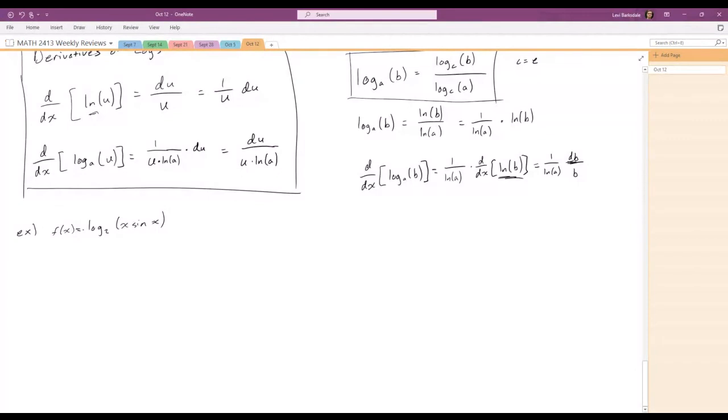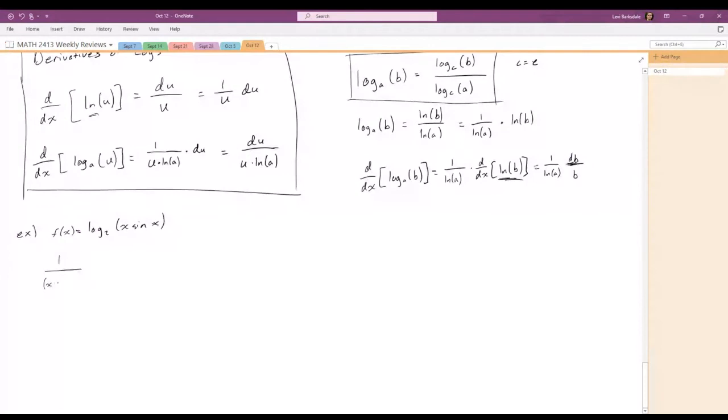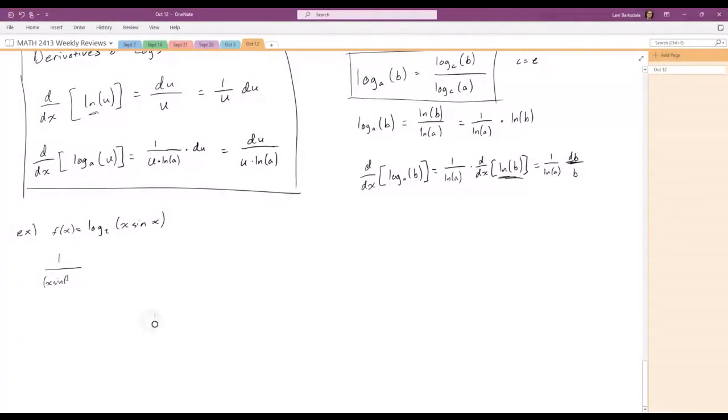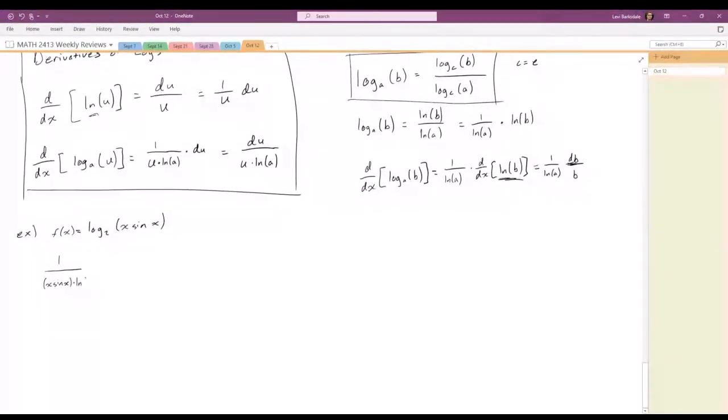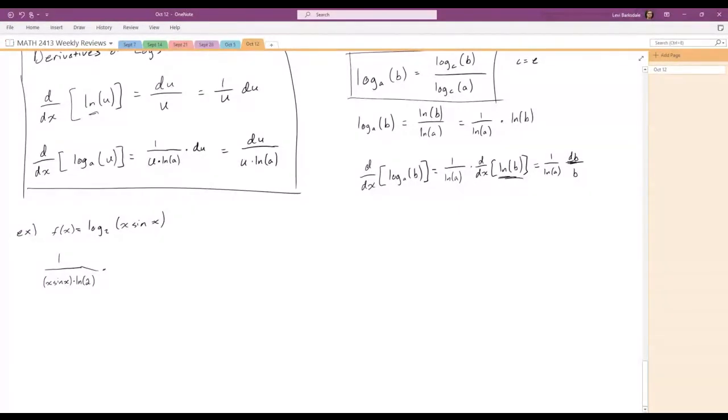Well, again, I'm going to use the chain rule. I start with my outside and work in. My outside function is log base 2. I know my derivative of log base 2 because I have my general form for it. It would be 1 divided by the inside, x sine of x, and then I would also have to have in my denominator the natural log of my base, so the natural log of 2. And then I would multiply by the derivative of the inside.